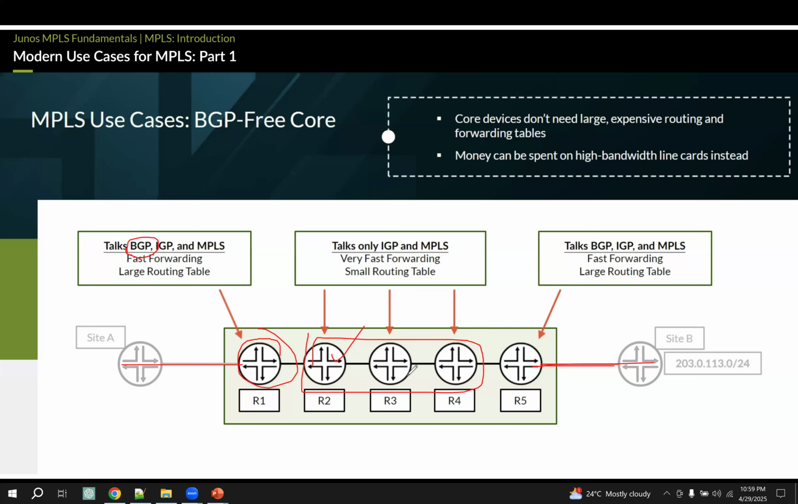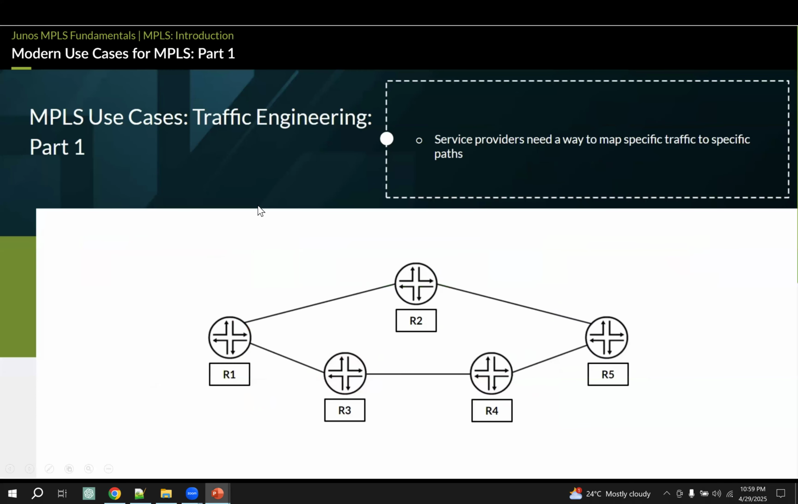So your forwarding will be faster. That is the consideration, or that is the advantage of MPLS. MPLS use cases: traffic engineering. See here, there are multiple paths. We consider failover. All devices are in a ring. If one device or one link goes down, another path will be automatically activated and forwarding traffic.